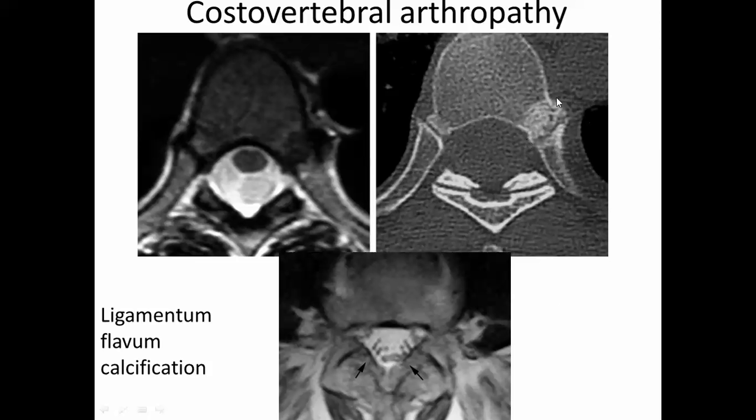Costovertebral arthropathy is again part of the ankylosing spondylitis. Costovertebral arthropathy, and here the calcified ligamenta flava.